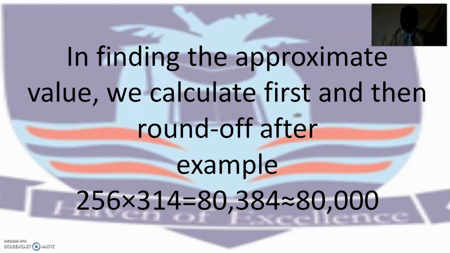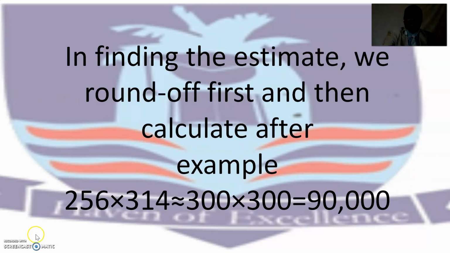256 multiplied by 314. To get the approximate value, we first multiply and get the actual value. Then we approximate to the nearest tens of thousands. Multiplying to get the actual value will give us 80,384. Then the approximate value is going to be 80,000, since we will round down 4, round up 8 to give us 4 here, and then round down this 3 to give us 0. So this becomes 80,000.